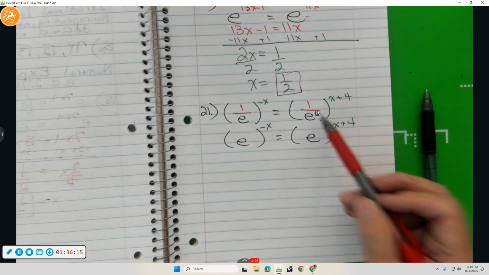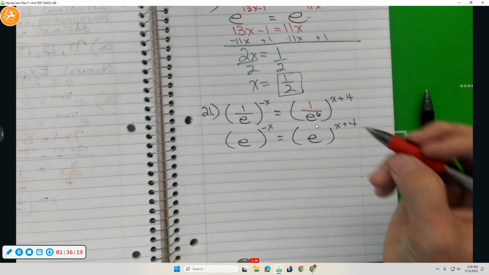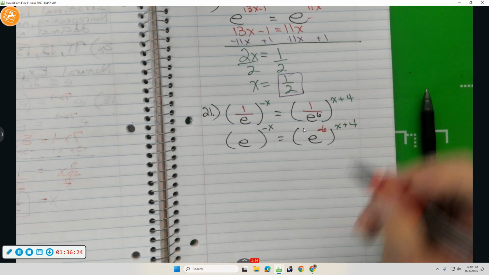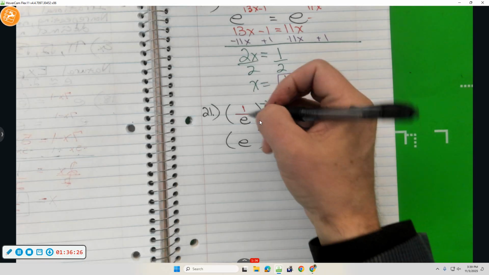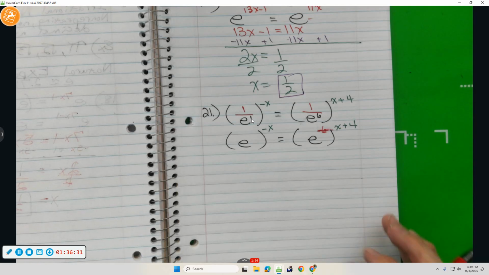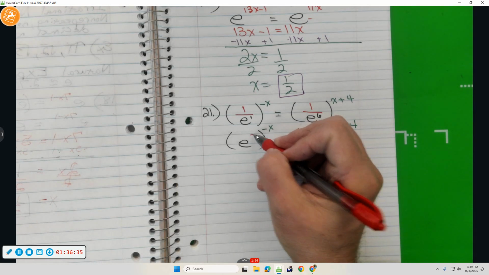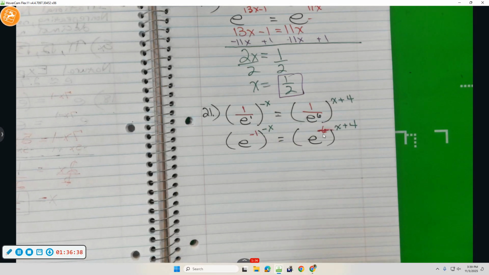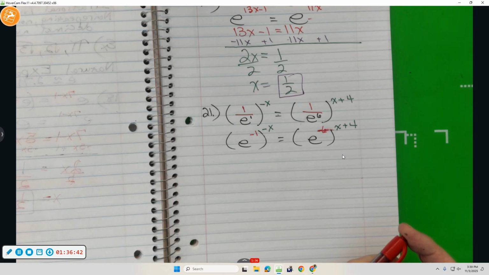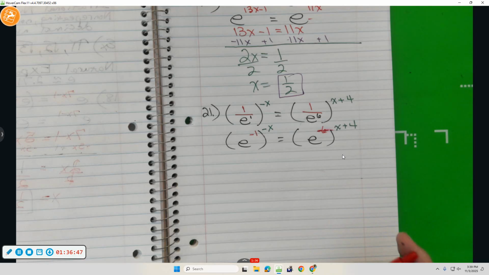1 over e to the 6. How do I rewrite that without the 1 over? It's going to be e to the negative 6. Now, I don't even see an exponent on this. I'm going to give you a hint. If you don't see an exponent, there's an assumed 1. So what am I going to have here? E to the negative 1. Take a moment and look at that. Any questions? Because once you realize you can do that, then the problem itself starts to look better.